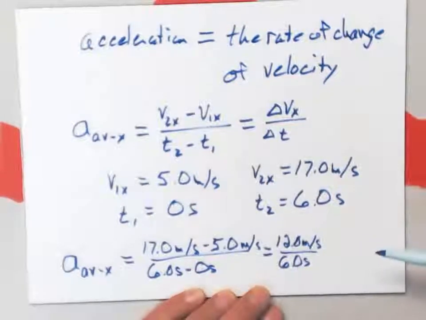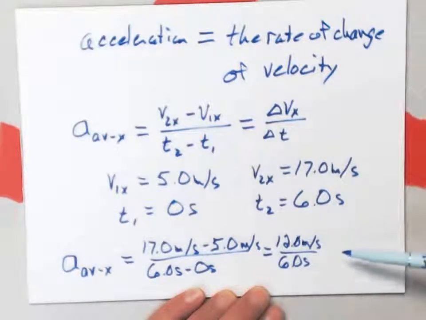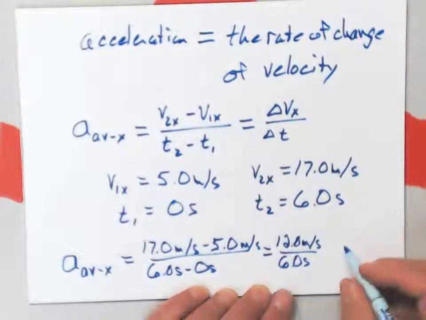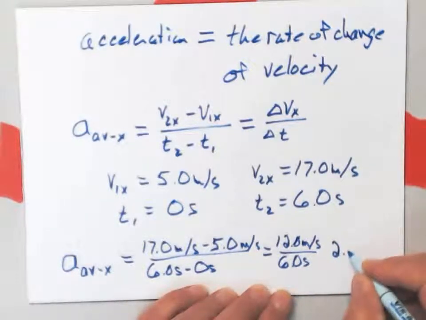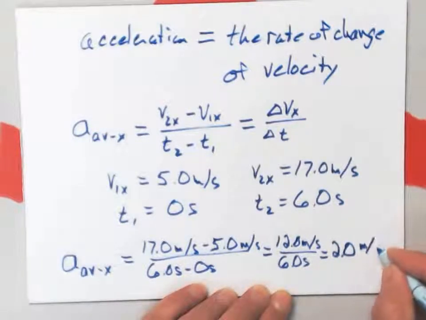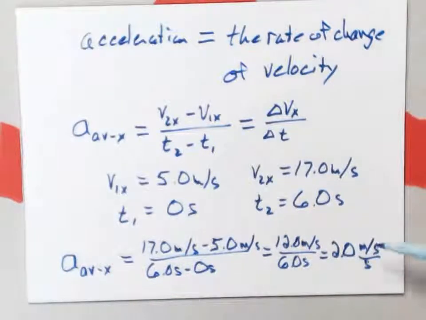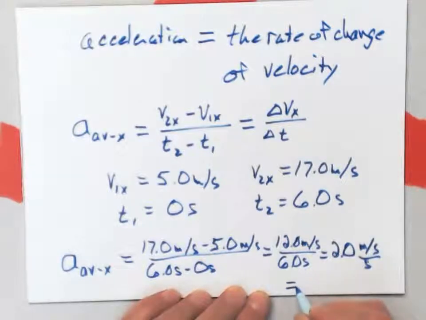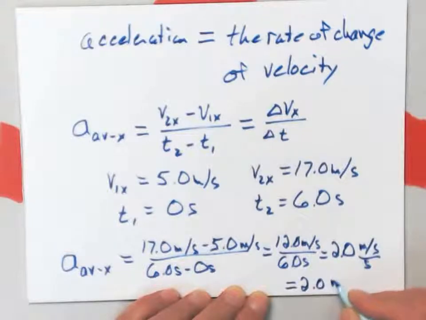Be careful with the units here. I can do an example in class where I show you that those seconds don't divide out. In fact, we could write this as 2.0 meters per second per second, and in many parts of the world, this is the way you would hear acceleration stated, that it's 2.0 meters per second per second. That's not a bad way to say it, but in the United States, we tend to write it this way. It would be 2.0 meters per second squared.